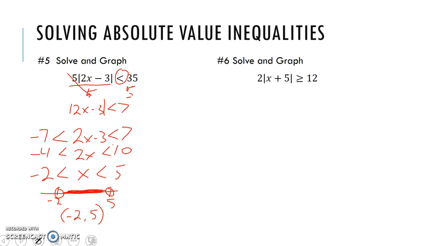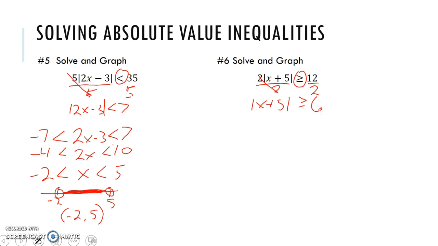Well, number 6 is a little bit different. The absolute value here is greater than negative 12. So I'm going to still isolate the absolute value just like we did before. I'm going to divide both sides here by 2. So I'm going to have the absolute value of x plus 5 is greater than or equal to 6.